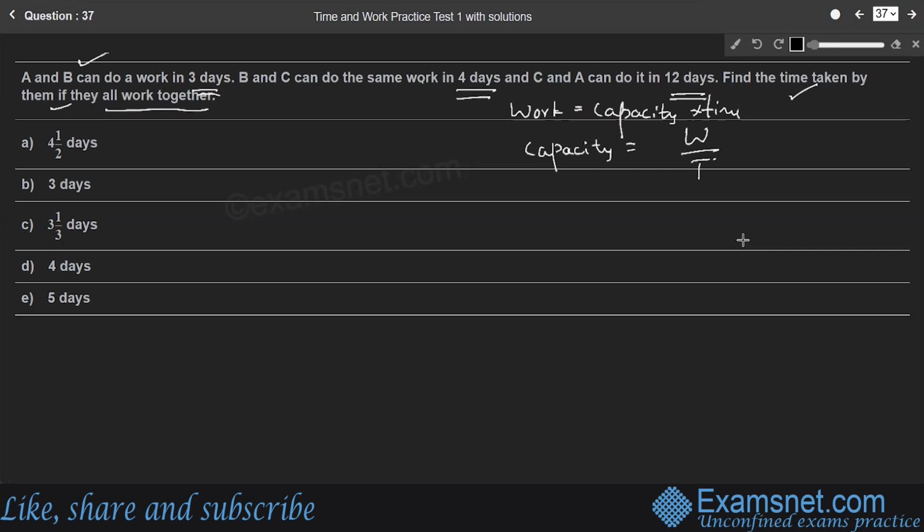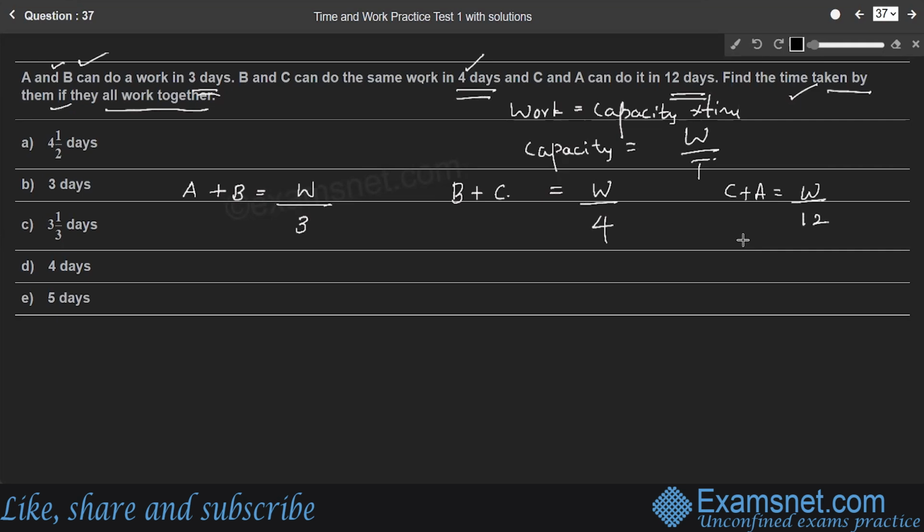Here it is given that A and B can do a work in 3 days. That means A's capacity plus B's capacity is equal to the total work W in 3 days, W by 3. Whereas B plus C, B's capacity plus C's capacity, in the sense the work done per unit time, or their 1 day work, B plus C is equal to total work by number of days. They took 4 days to complete the total work, W by 4. Whereas C plus A can do it in 12 days, so C plus A is W by 12.